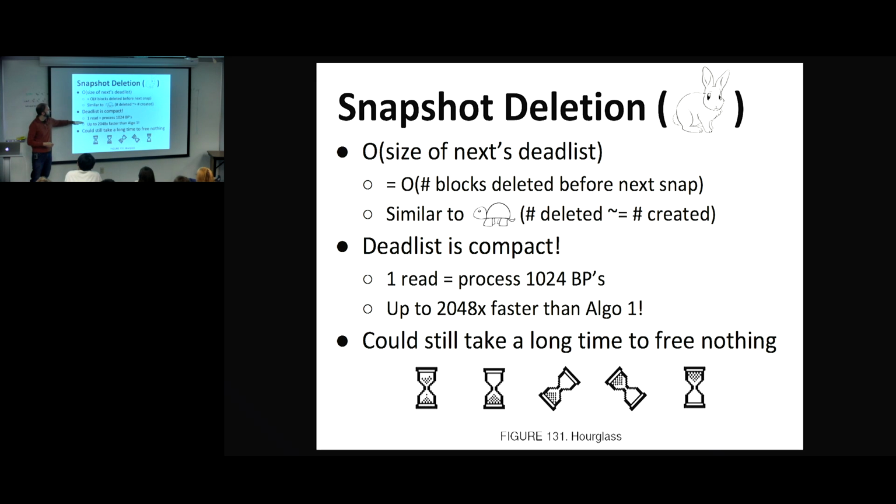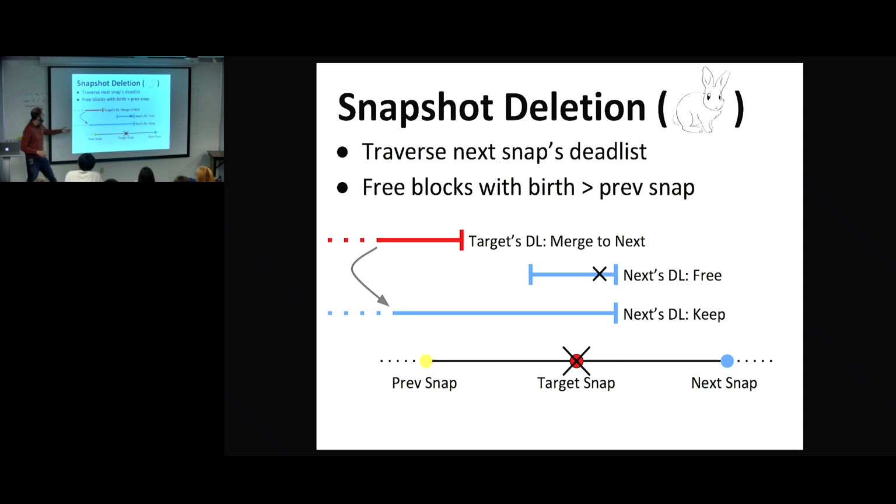Every block that we read from the dead list has 1,024 block pointers in it. So this algorithm is up to 2,000 times faster than the previous one. But it could still take a long time and free nothing, because we might find that of the next snapshot's dead list, there's like 1 million blocks like this that we have to move, and only a handful of blocks like this that we actually have to free.